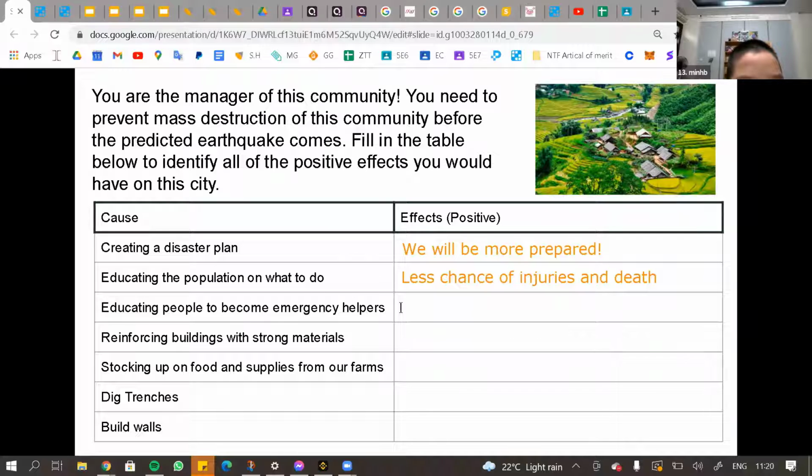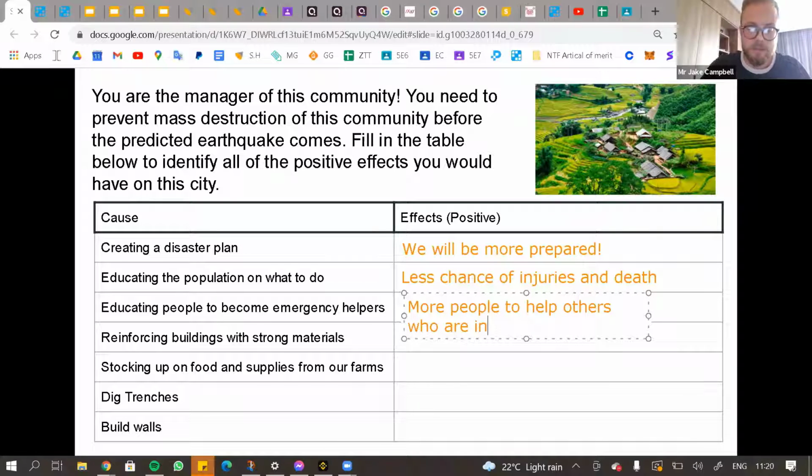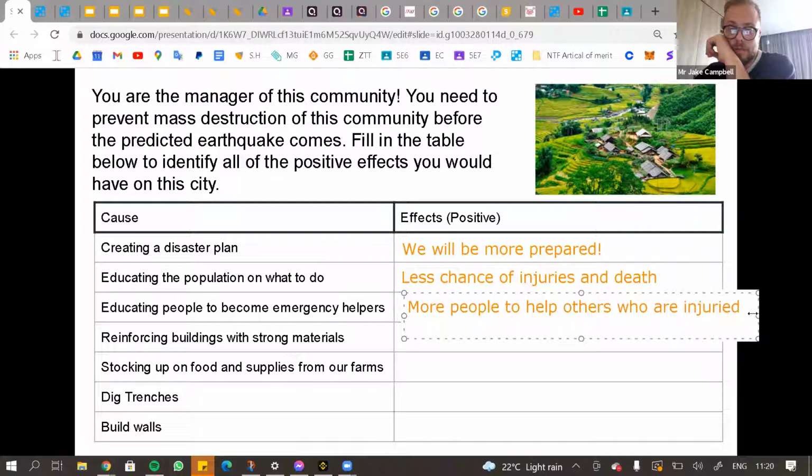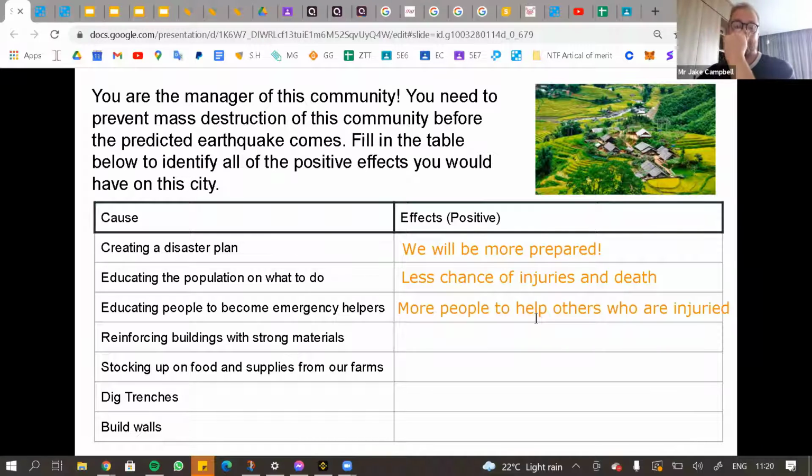There are more people helping us. Yeah, more people helping others. Yeah, brilliant. So let's word that differently: more people to help others who are injured. Yeah, that's just one example, but that's more of a medical example. All right, nice, James. That's fantastic. Ruby.